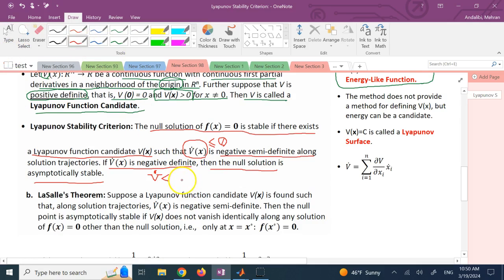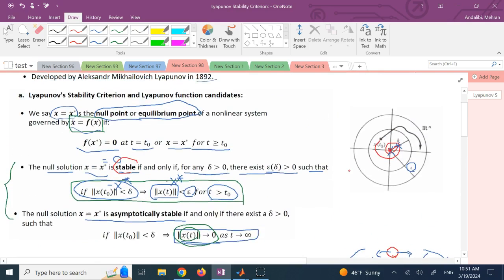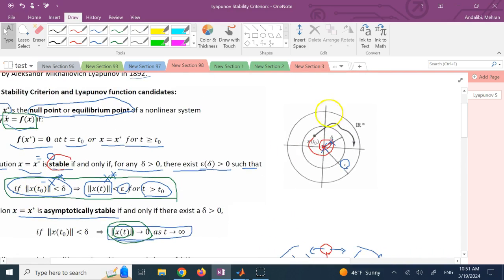So if V dot is negative only, then the system is asymptotically stable. If the derivative of V, this energy-like function, is negative or 0, then it is stable. And you can see why. Because this V, which is like the energy of the system, and it involves the state of the system, if the derivative of that is negative or 0, what does it mean? It means V is always going to go down, or at best stays constant.